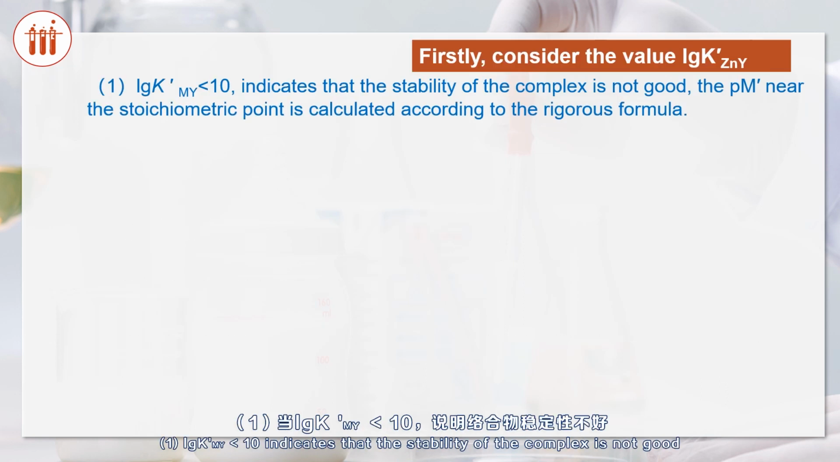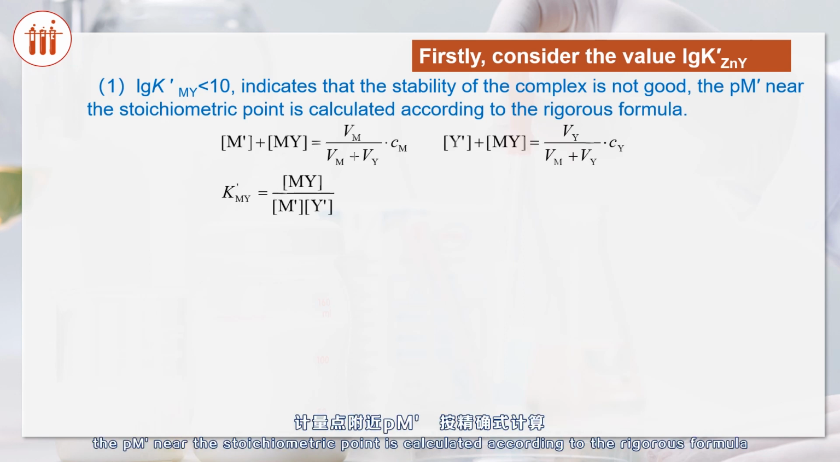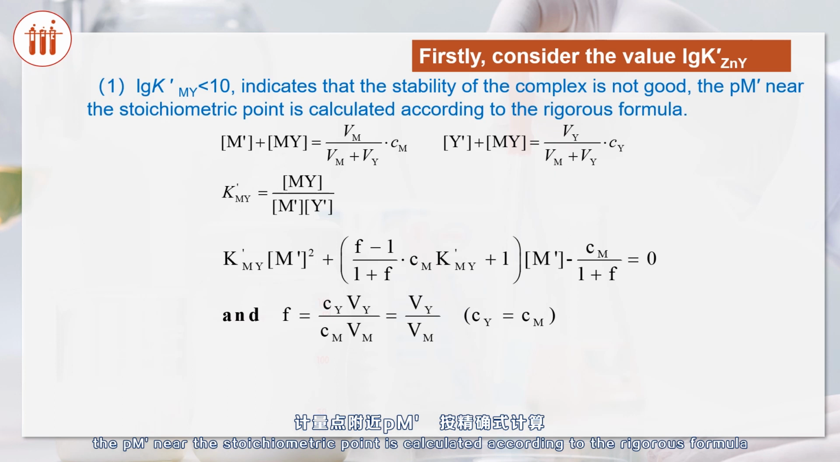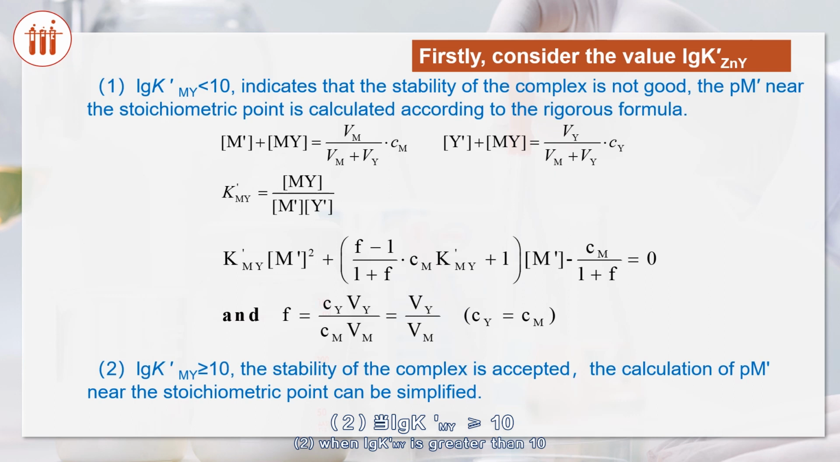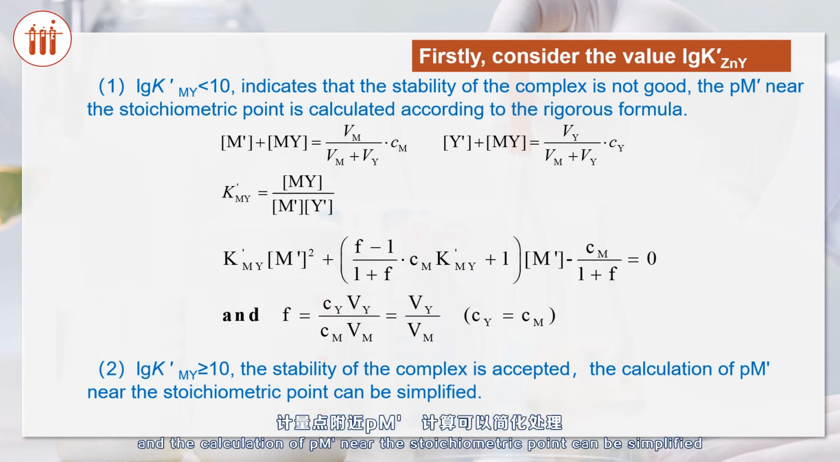Log K prime MY less than 10 indicates that the stability of the complex is not good. The pM prime near the stoichiometric point is calculated according to the regular formula. When log K prime MY is greater than 10, the stability of the complex is good, and the calculation of pM prime near the stoichiometric point can be simplified.